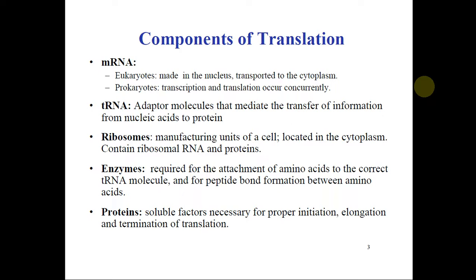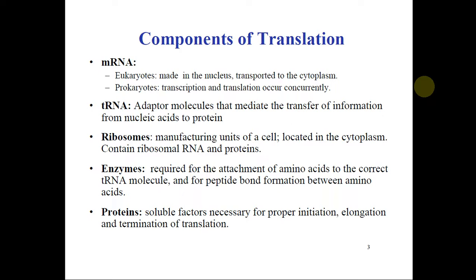tRNA serves as an adapter molecule that mediates the transfer of information from nucleic acids to proteins. tRNA serves as an amino acid adapter. They bring amino acids for synthesis of the peptide chain. Ribosomes are the manufacturing units which synthesize proteins. These are located in the cytoplasm and are made up of rRNAs and proteins.